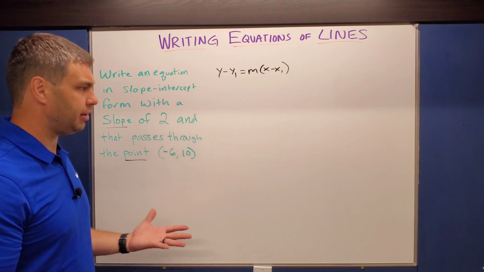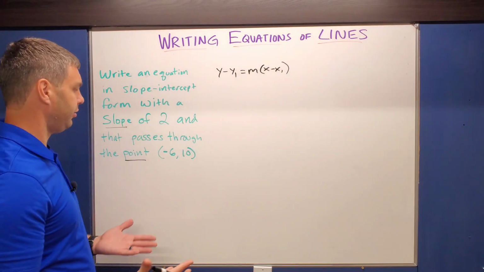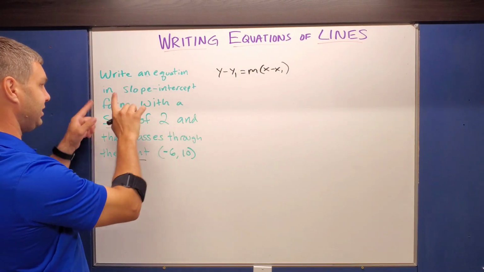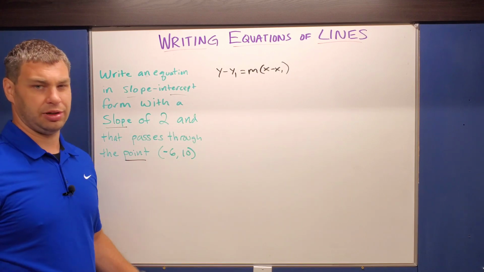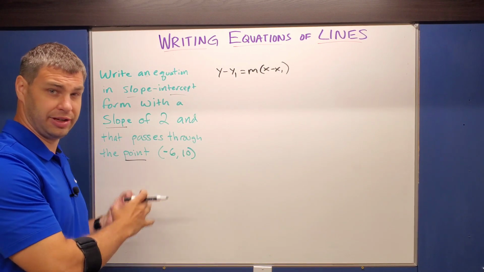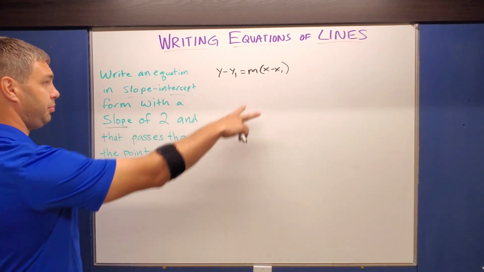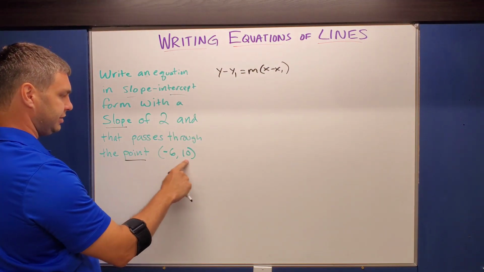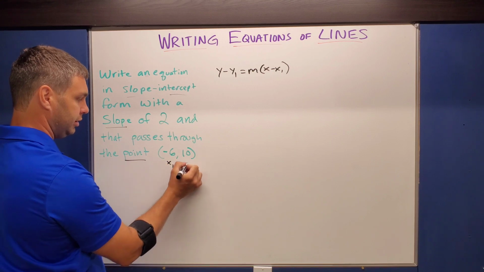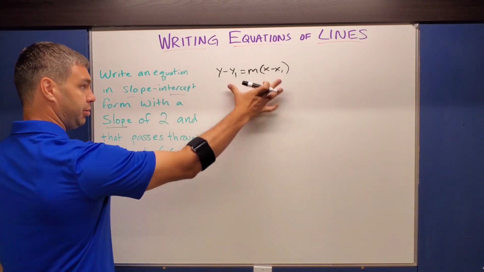But you're like, Mr. Martin, that's not going to work out, right? Because we have point-slope, but it's asking us to write it in slope-intercept. So what we're going to have to do is start in point-slope and eventually switch to slope-intercept form. Let's try it. So I'm going to put in my point. My point here is negative 6, 10. Remember, that's my x1, y1, so I can replace those parts.